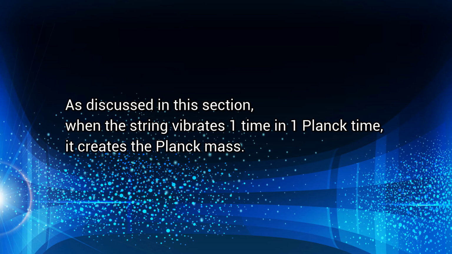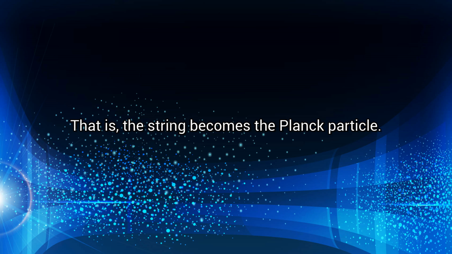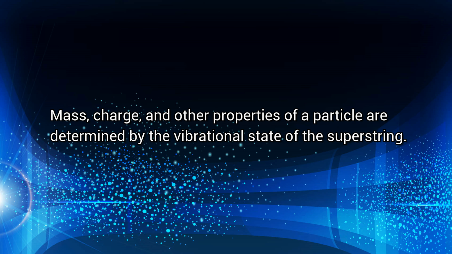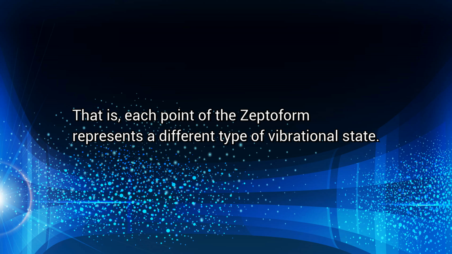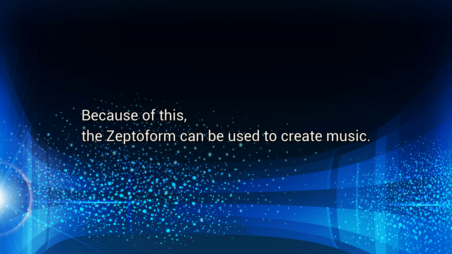As discussed in this section, when the string vibrates one time in one Planck time, it creates the Planck mass. That is, the string becomes the Planck particle. Mass, charge, and other properties of a particle are determined by the vibrational state of the superstring. It is like a musical instrument. In the same way, the Zeptoform represents a musical instrument. That is, each point of the Zeptoform represents a different type of vibrational state. Because of this, the Zeptoform can be used to create music.